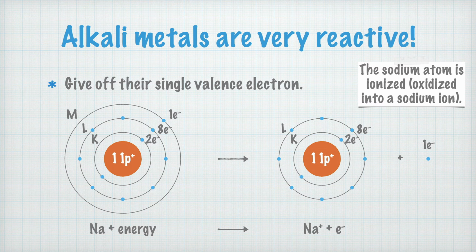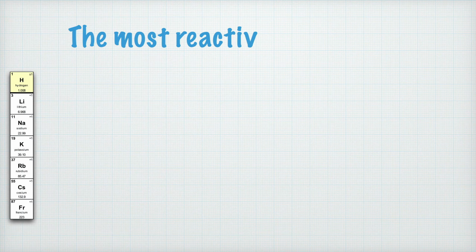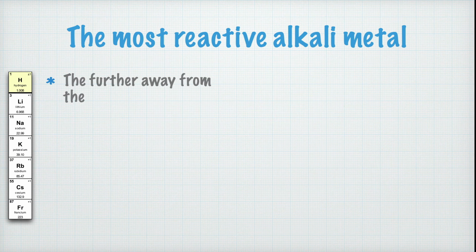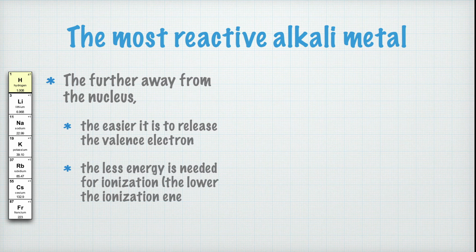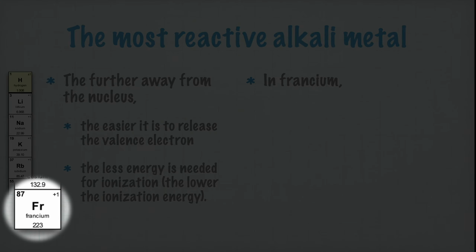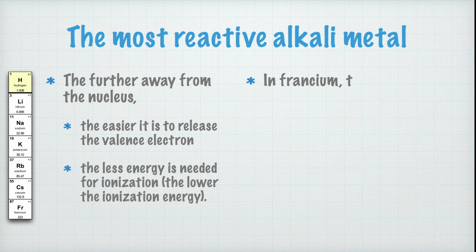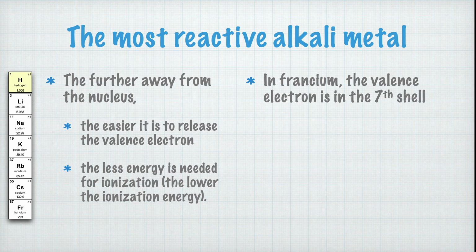All the alkali metals are reactive, but which one is the most reactive? Well, the further away a valence electron is from the nucleus, the less it feels the attraction from the nuclear charge, and the easier it is given off. This means that the further away the valence electron is from the nucleus, the less energy is required to ionize the atom. In other words, the lower becomes the ionization energy. In francium, down here, the valence electron is in the 7th electron shell. This means that it is very easily given off and that francium is extremely reactive.